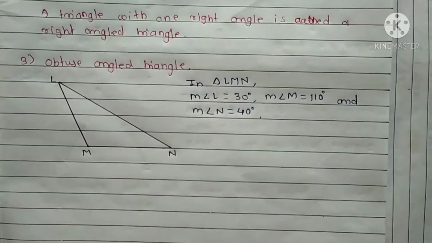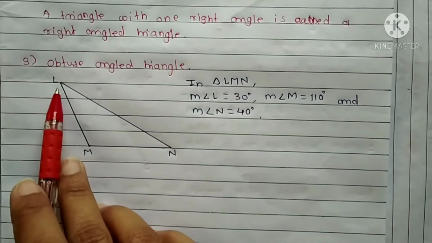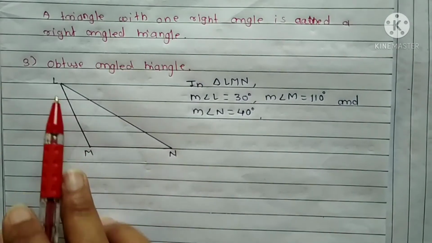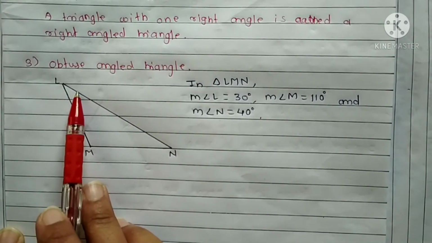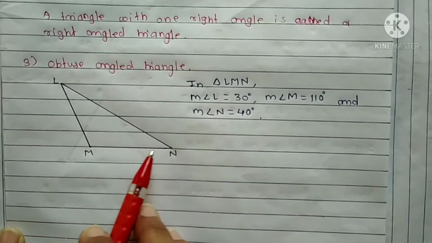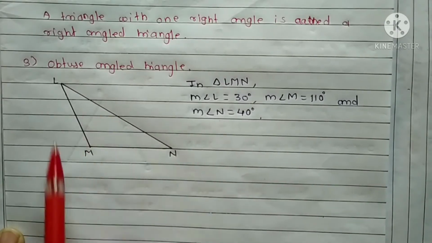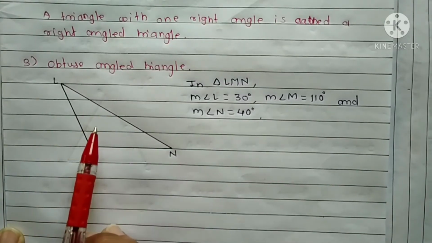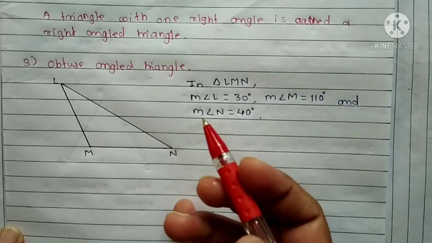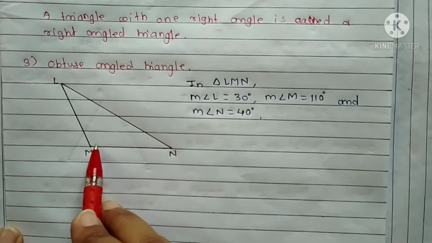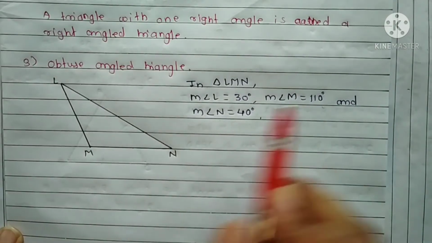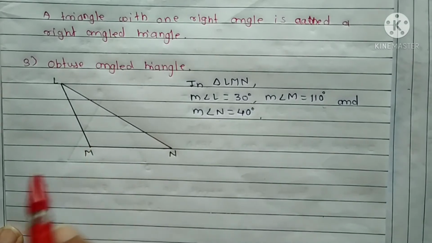Last type is obtuse angle triangle. See this diagram. In triangle LMN, measure of angle L equal to 30 degree, measure of angle M equal to 110 degree, and measure of angle N equal to 40 degree. In this triangle, one angle is an obtuse angle. Obtuse angle means an angle which measures more than 90 degree, and measure of this angle M is 110 degree, that is it is more than 90 degree. Therefore angle M is obtuse angle.